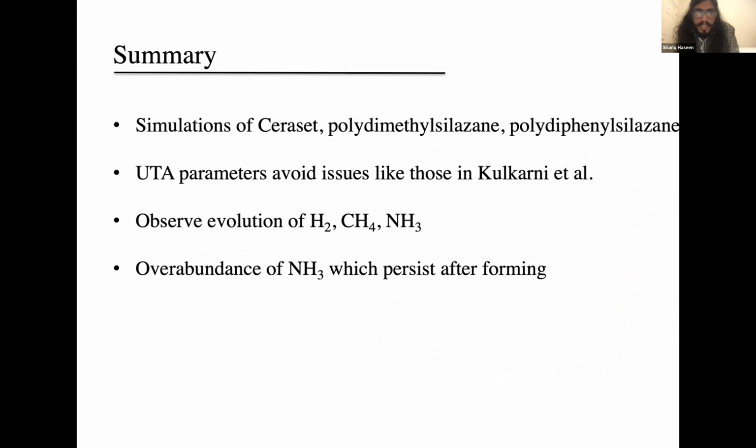Okay, so that's it. In summary, we looked at simulations of different polysiloxanes. We found that with our parameters, we can avoid issues that are present in the existing parameter sets, especially some of those weird bonding situations that occurred with simulations of the Kulkarni potential. We look at the formation of the different gaseous species that occur, and we do see the hydrogen and methane that you'd expect. We see ammonia, but we see a lot of ammonia. This overabundance of ammonia is actually quite persistent, and it's something that needs to be addressed.